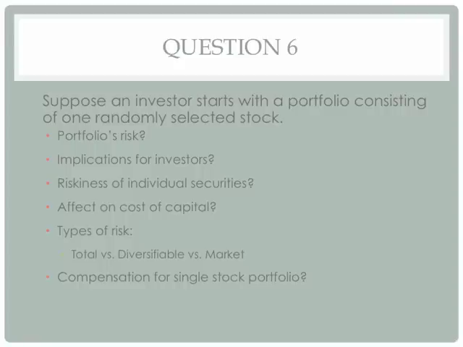Question 6. Suppose an investor starts with a portfolio consisting of one randomly selected stock and begins adding more and more randomly selected stocks. If the stocks are similar, the standard deviation of the portfolio will decrease as more stocks are added to it. A reduction in the standard deviation means that risk has been reduced. If a randomly selected portfolio of stocks will have lower risk than a single randomly selected stock, investors should choose to invest in portfolios. They should diversify instead of relying on a single investment.